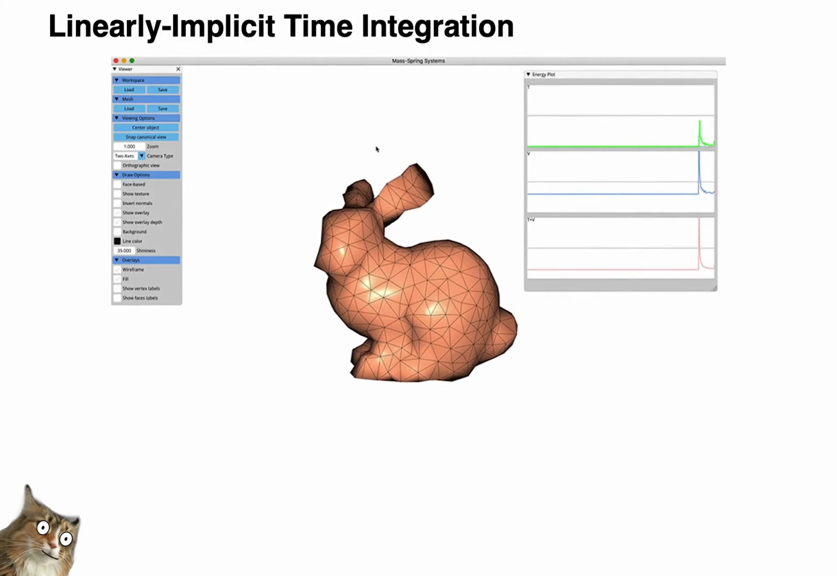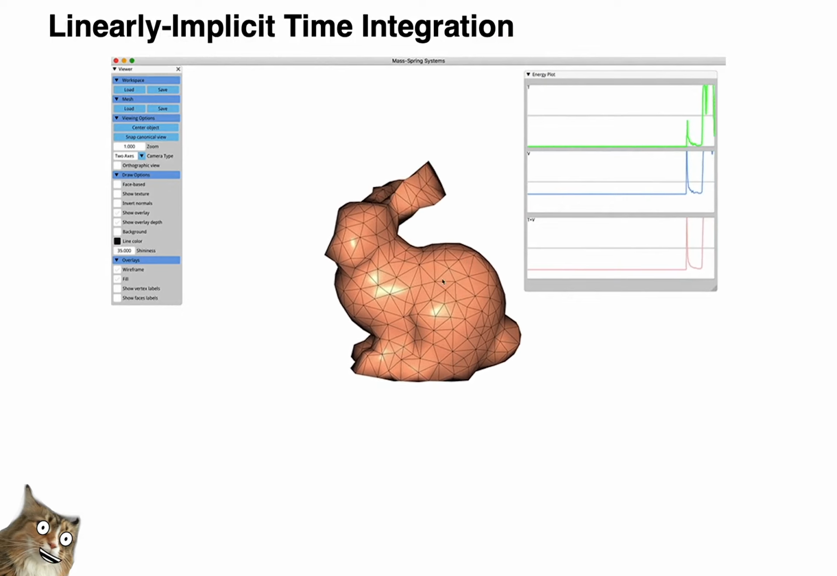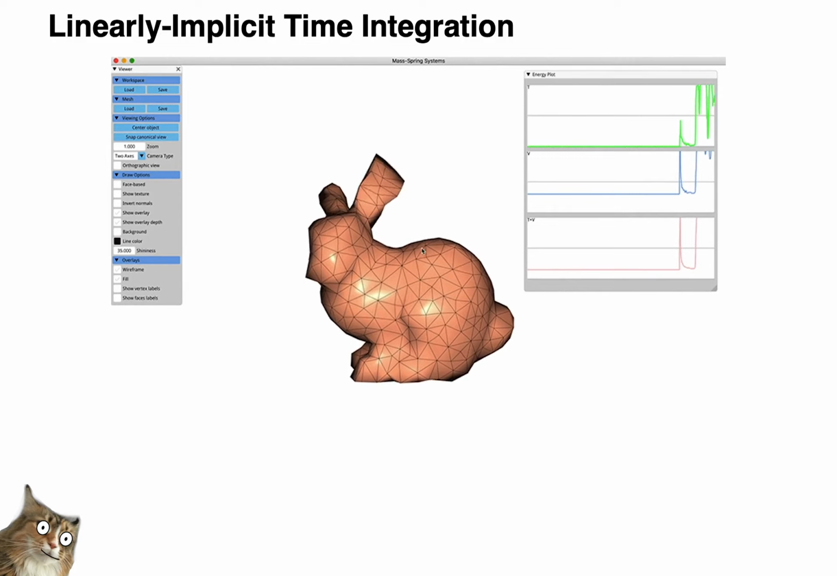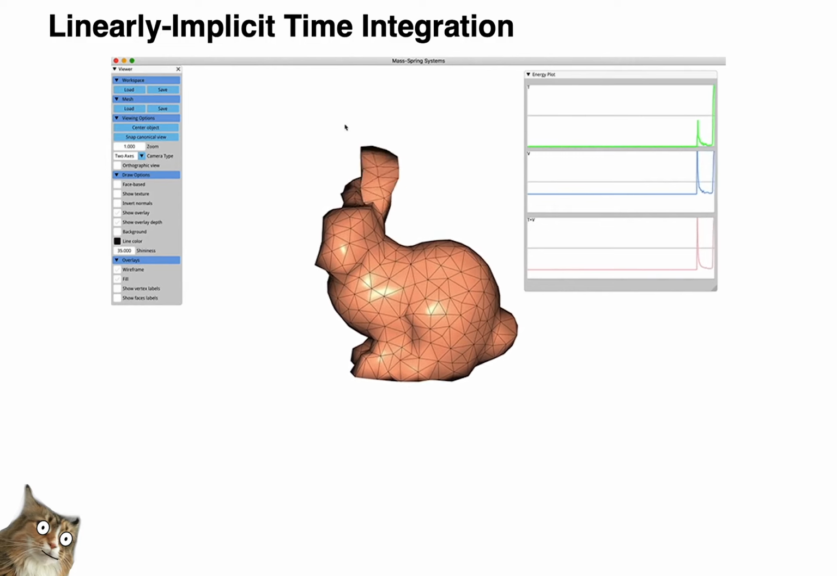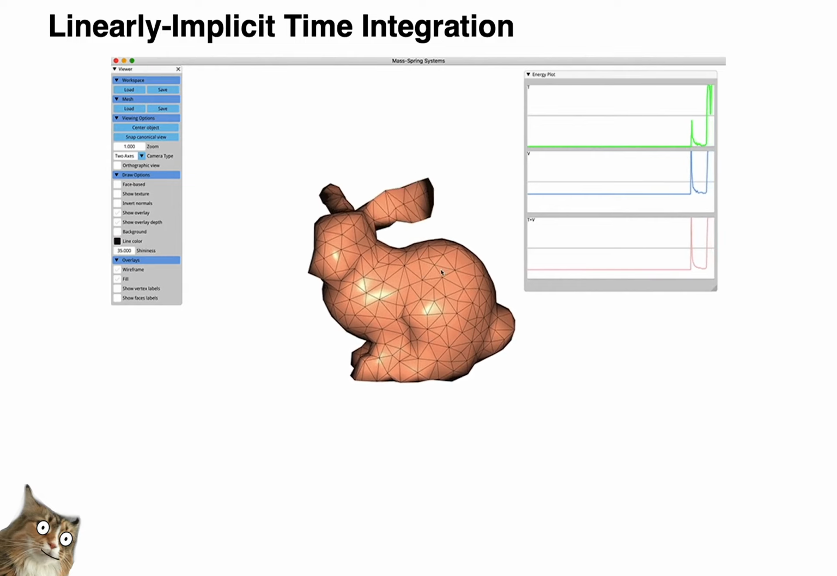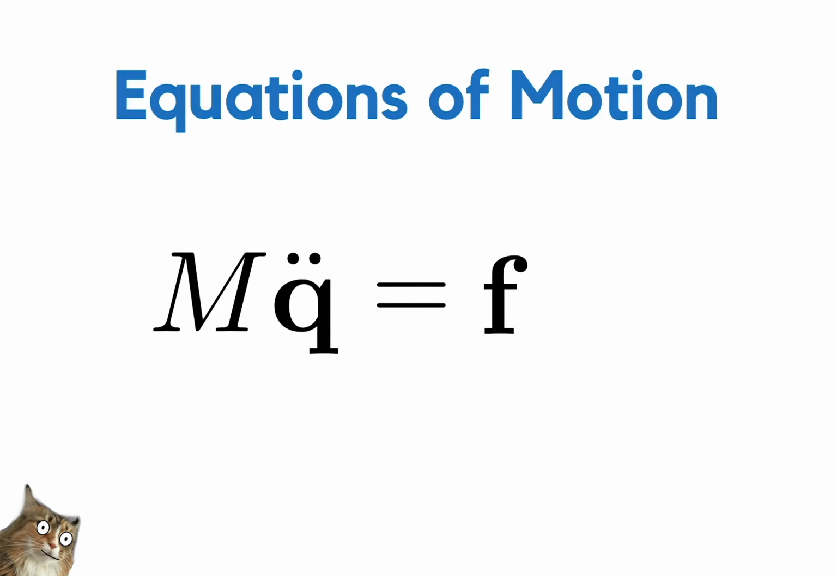To generate bunny animations, such as these, we are going to use a popular time integration scheme in graphics, the linearly implicit time integration scheme. This is going to be a simplification of the backward Euler scheme we learned about in the previous video. Alright, here are our equations of motion for the bunny. Let's start building our time integrator.